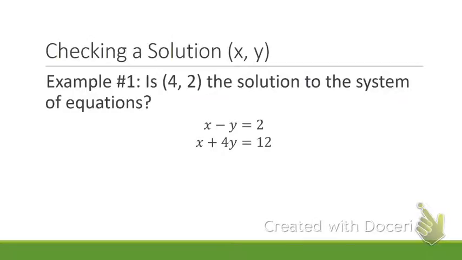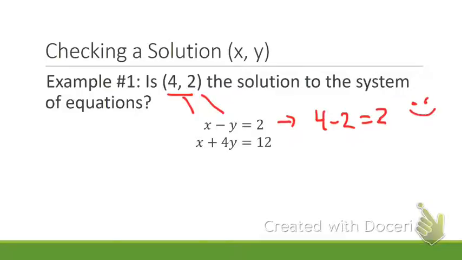So for instance, this one they're asking you, is (4, -2) a solution to the system? This is example 1 on your paper. The reason we start with checking a solution is because you need to know how to do that and understand where it comes from before you start solving. So all you do to check a solution is you plug in 4 for x and 2 for y on this one. So 4 minus 2, is that equal to 2?